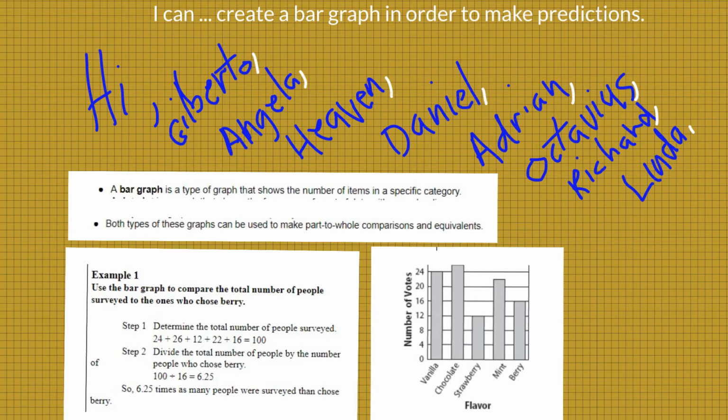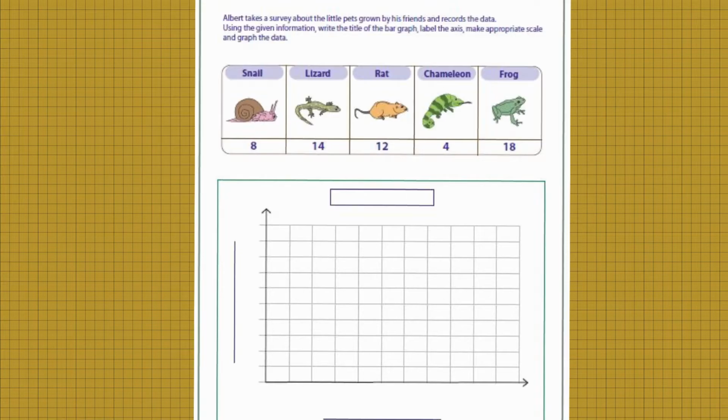Here we go. All right, I've got this little problem for us. You can see I've got a verbal expression, a little table and a graph. Let's start off by reading the question.